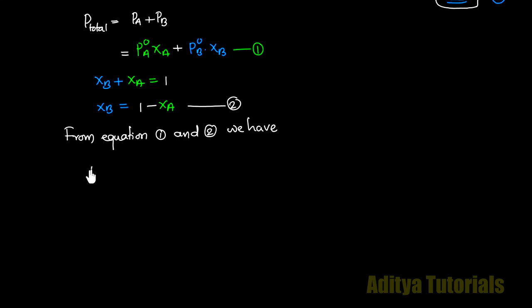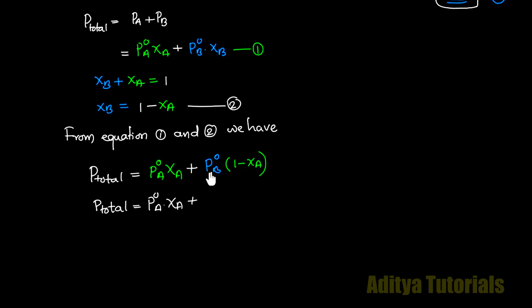P total is equal to P naught of A into XA, or mole fraction of A, plus P naught of B, but XB can be written in terms of A. Therefore, I write in the bracket 1 minus XA, that is the mole fraction of A. Now we'll simplify this. We get P total is equal to P naught A into mole fraction of A, plus I will take this P naught B inside. So it becomes P naught B minus P naught B into mole fraction of A.